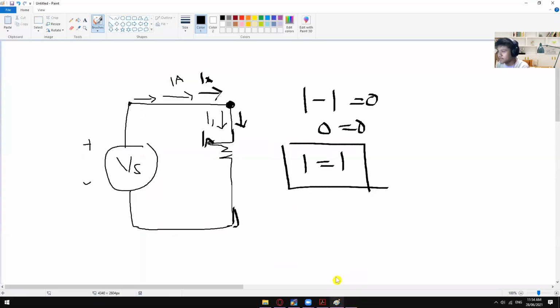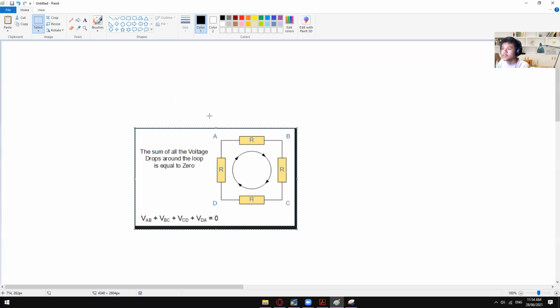Meaning, let me just get this one. So if we have, let's say, let's make this one a voltage source. Let's say we have 3 volts as our voltage source, and then we have 1 amp, let's say we have 1 ohm right here, and then 1 ohm, and then 1 ohm.